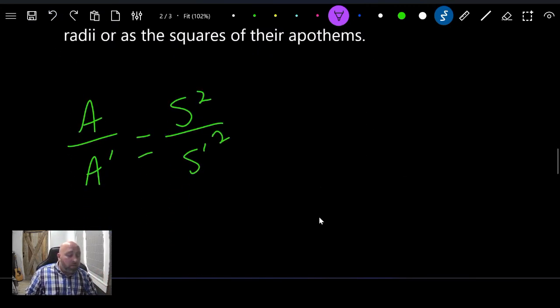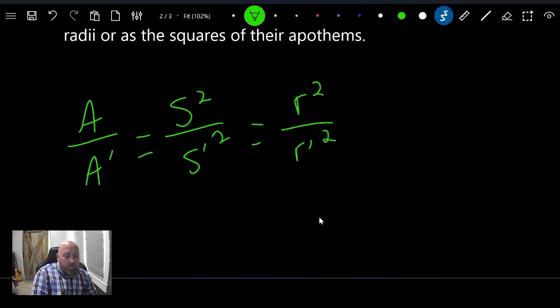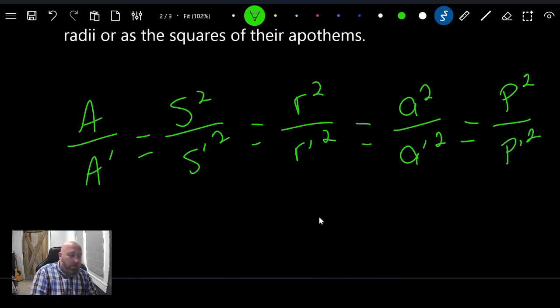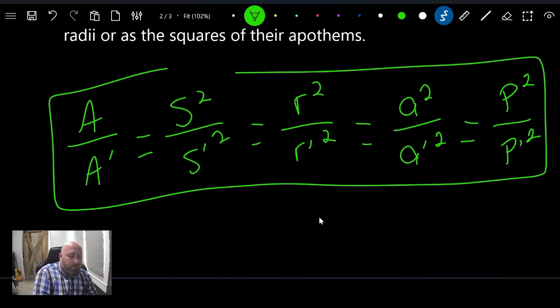But when we're dealing with area, check this out. It's the same except for everything is squared. So you're going to have radius squared over radius prime squared. You're going to have apothem squared over apothem prime squared. And then you would also have perimeter squared over perimeter prime squared. That would go here. So you need to write this one down too.